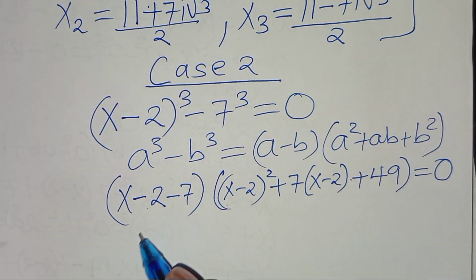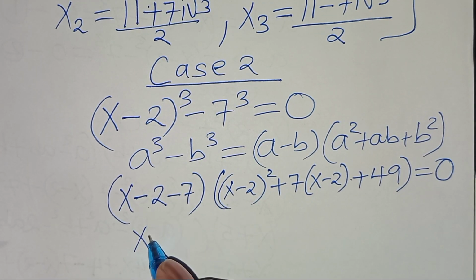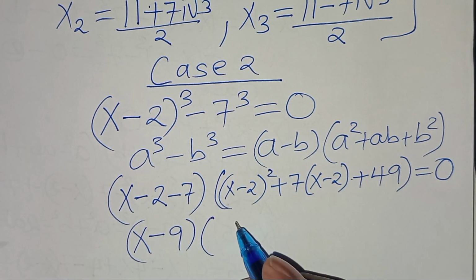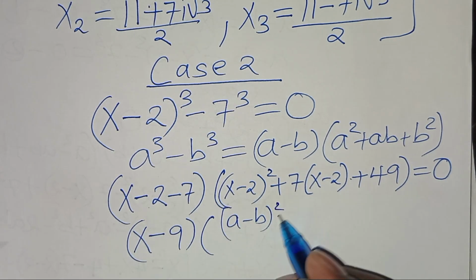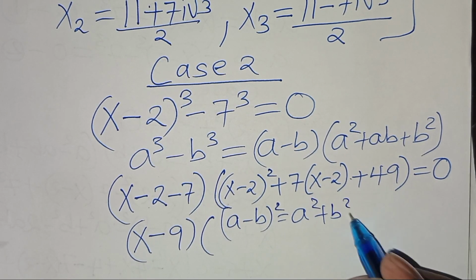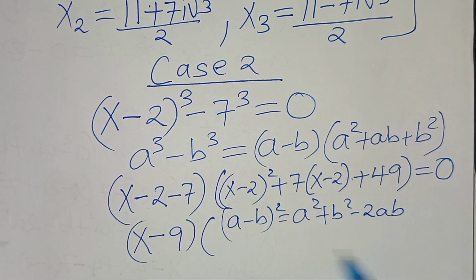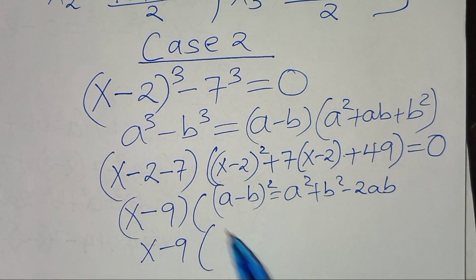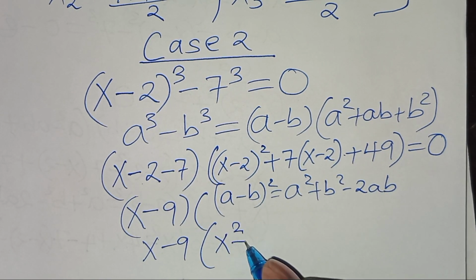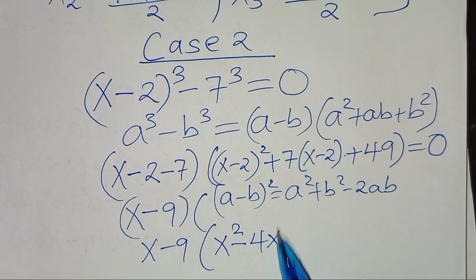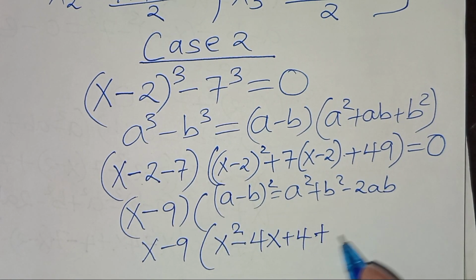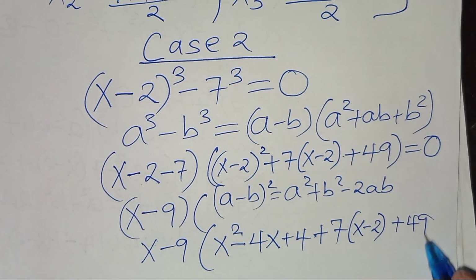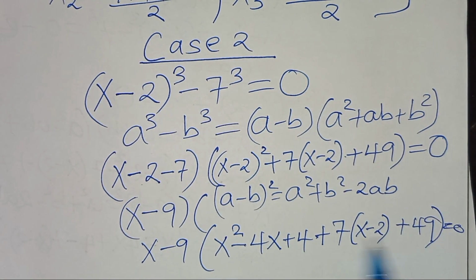Now the next step here, we'll have x subtract 2 minus 2. This is actually subtract 9. Then here we have x minus 2 to the power 2. This is actually in the form of a minus b squared, okay, which is a squared plus b squared minus 2 times ab. So this is applying this algebraic identity. We'll have x subtract 9. Here we'll have x squared, okay, subtract 4x, then plus 4, okay, plus 7 multiplied by x minus 2 plus 49, okay, this is equal to 0. So let's proceed from here.